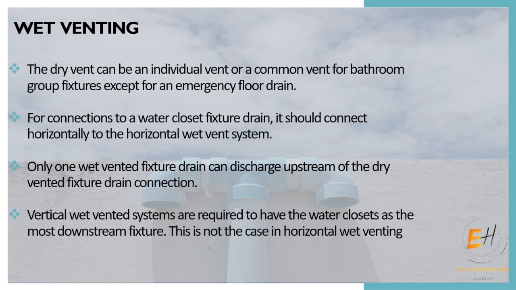When using a vertical wet venting system, the water closet must be the most downstream fixture connected to the system. This means that any other fixtures that are connected to the wet venting system must be located above the water closet. However, in a horizontal wet venting system, this requirement does not apply. Any fixtures can be connected in any order.